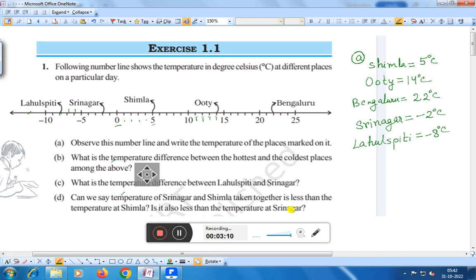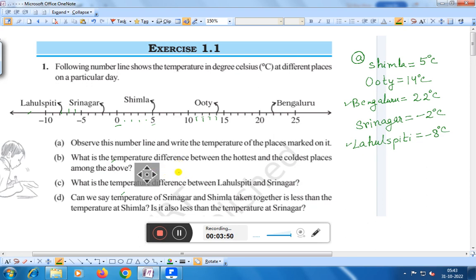Now, question B is, what is the temperature difference between the hottest and coldest places among the above? Now, you see, the hottest place is Bengaluru, that is 22 degrees centigrade, right? And the coldest place is Lahul Spiti, that is minus 8 degrees centigrade, right? Therefore, we have to find the temperature difference.